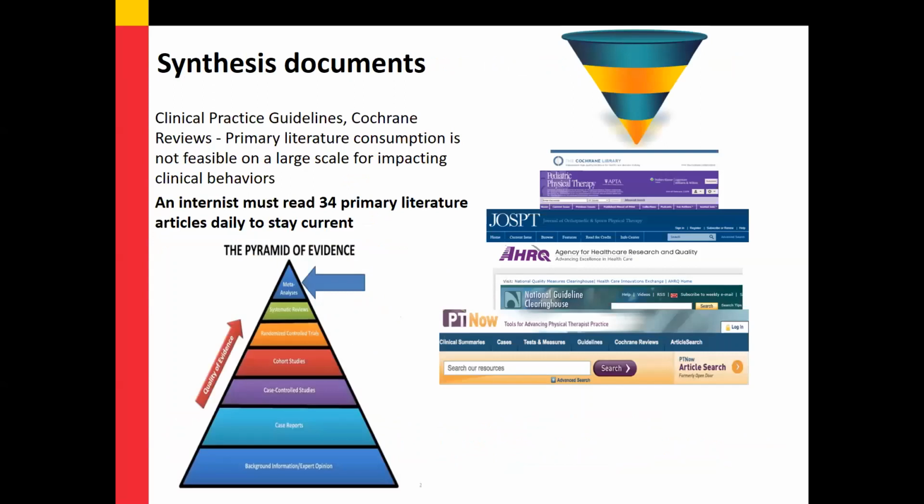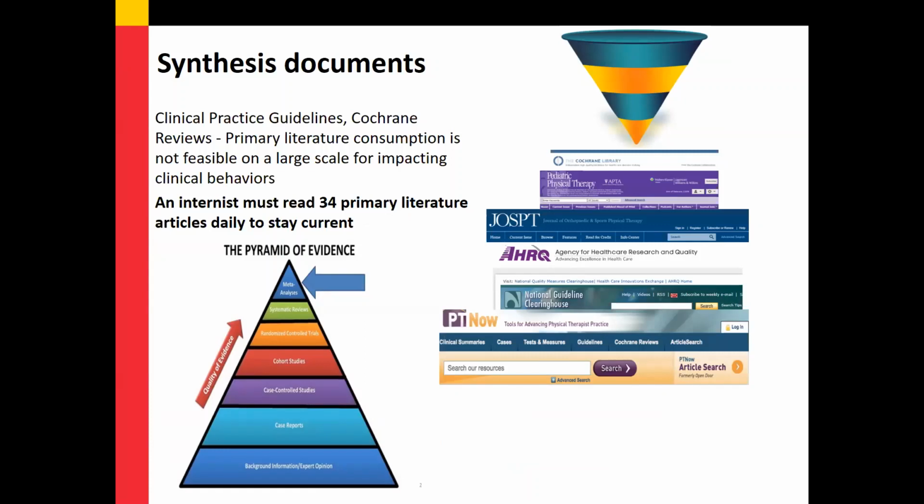So what are the documents currently that are available? We have certainly the reviews. We have the Cochrane reviews. Many of us are familiar with that. But if you look at this in the context of practice, how can an internist keep up, just to stay current, not be ahead, just to stay current, reading 34 primary literature articles a day? I mean, it's not possible. And today it's 34, maybe tomorrow it's 35 or more. So this is not really sustainable.